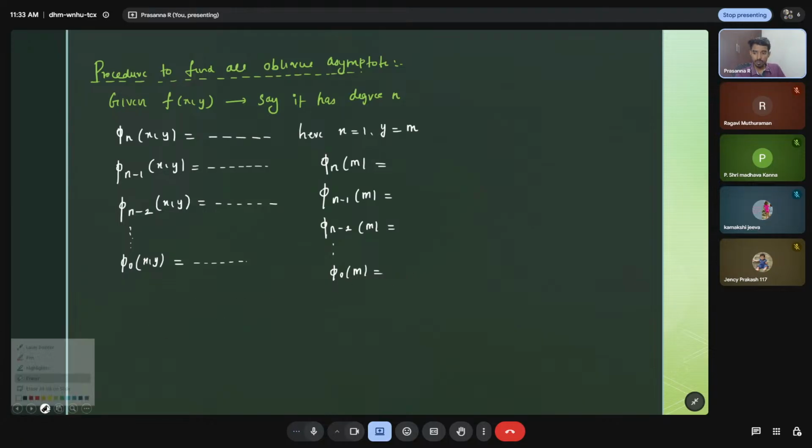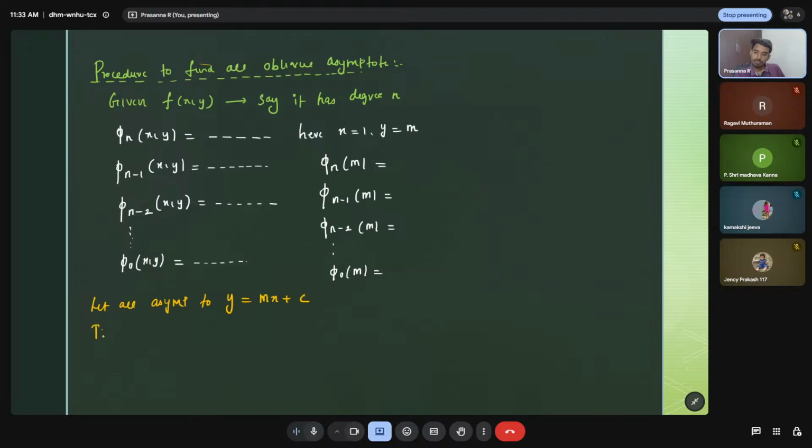Now we are finding the procedure to find all oblique asymptotes. Let the asymptote be y is equal to mx plus c. We need to find all oblique asymptotes y is equal to mx plus c. That means we need to find the value of m and then we need to find the value of c.